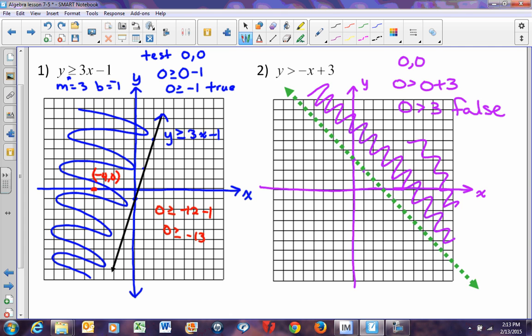And you don't have to shade so thick that people can't even read what you've written underneath or read the points. Okay, last thing you should do is label your equation. Y is greater than negative x plus 3. Simply done.